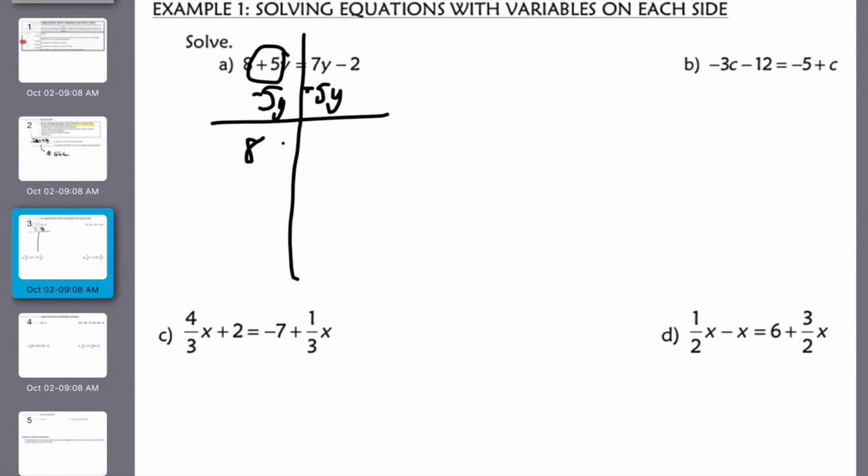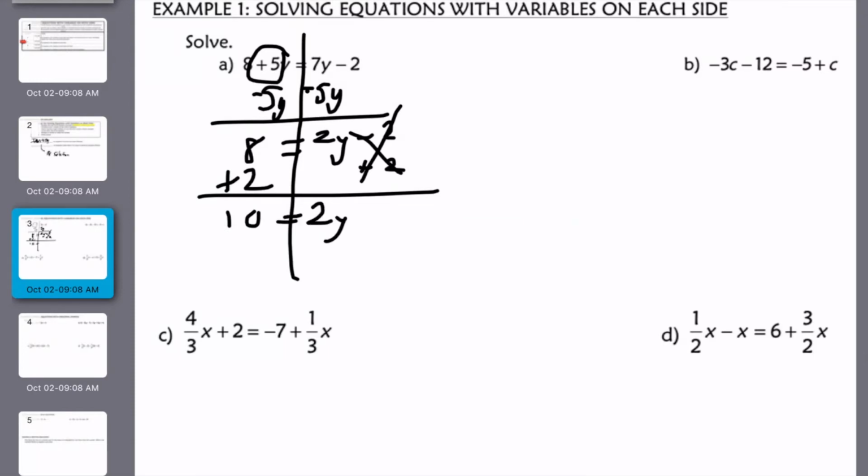And I get 8 equals 2y minus 2. And I'm going to add 2 on both sides. And that cancels these out. And I get 10 equals 2y. And then last, I just need to divide both sides by 2. And I get 5 equals y. And that was all that I had to do for this equation.